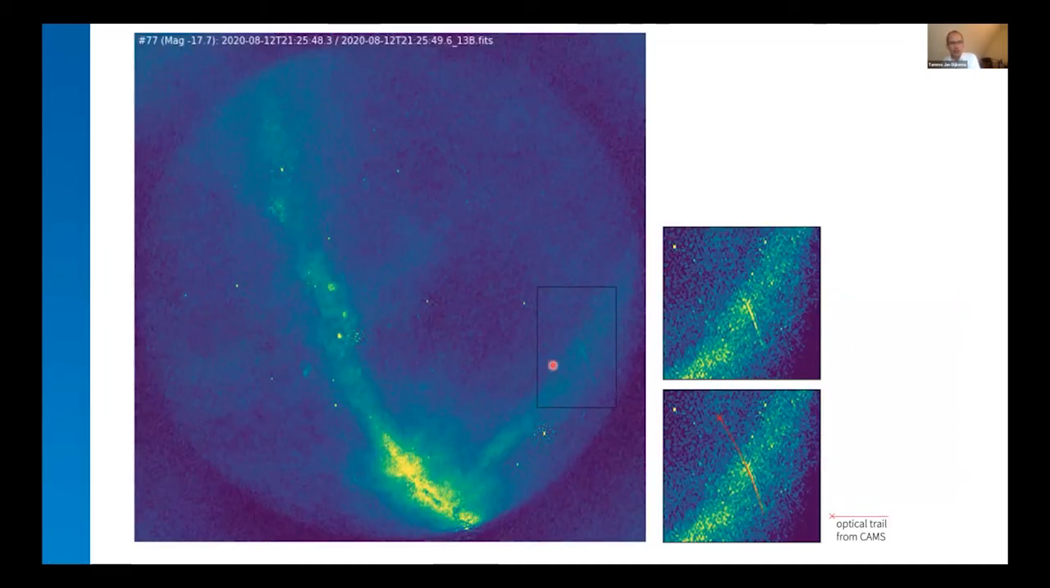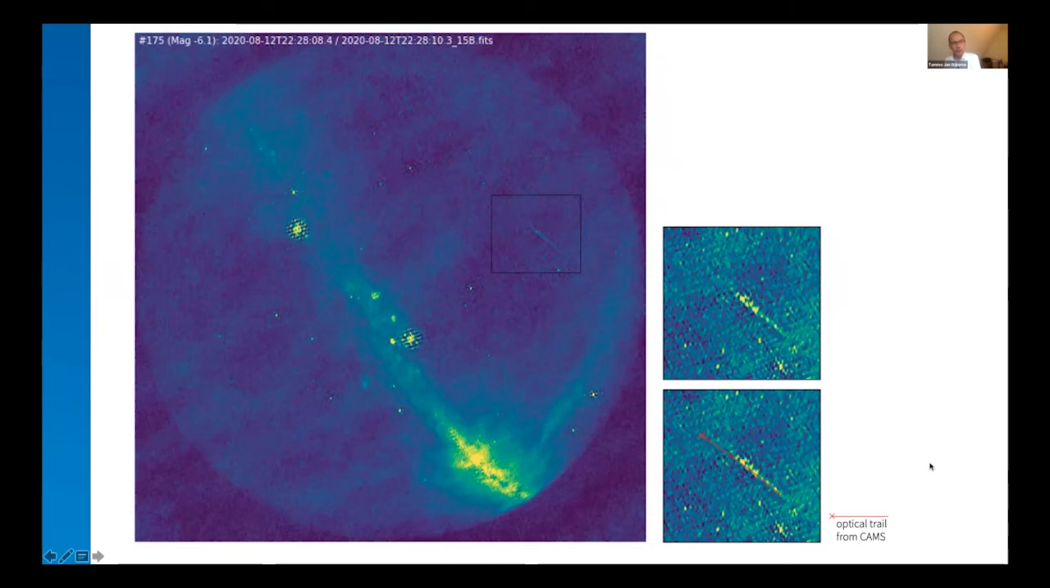Here's a nice one in the Northern Galactic Spur. You see here the meteor. Here a zoom in of the meteor, and here you see the CAMS trail, the trajectory from optical observations, overlaid. It starts at the cross and then goes that way, and you see that the trail really matches perfectly with the optical trajectory.